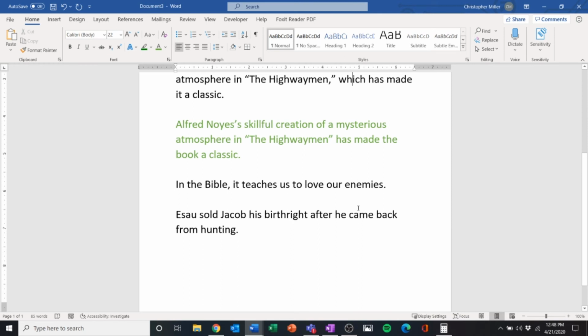All right, let's go ahead and flip the page to page 188 to exercise C. Rewrite the following sentences correcting the indefinite use of it, you, or they, which is rule 3. Okay, let's take a look at number 1 in exercise C. In the Bible, it teaches us to love our enemies. Okay, now this one's pretty straightforward.